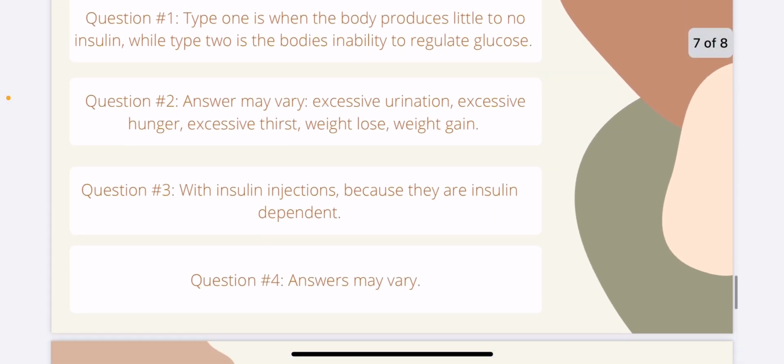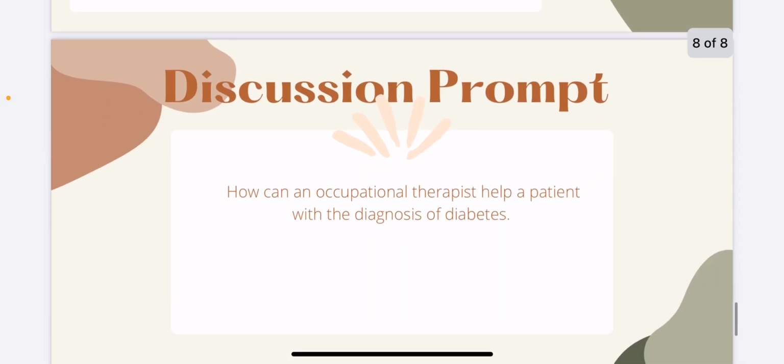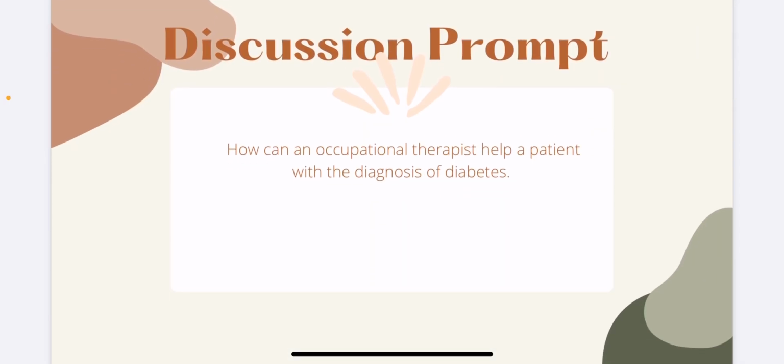Alright, so here are the answers. And then one discussion prompt I want us all to talk about is how can occupational therapists help a patient with a diagnosis of diabetes? There's many things that we as occupational therapists can do.